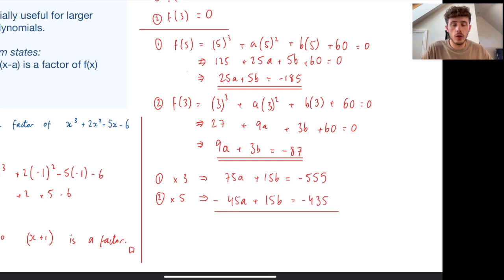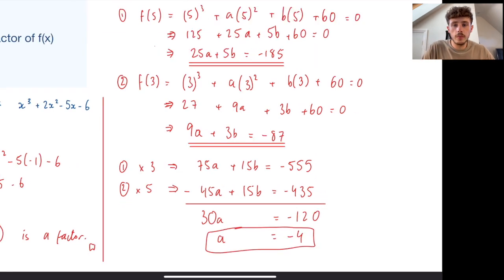And if we take those away from each other, because both the 15b's are positive, they will cancel out. And that leaves us with 30a equals minus 120. And then we can divide by 30 so that a is minus 4. And then if we take the minus 4, sub it back into the second equation, we can also work out what b is as well.